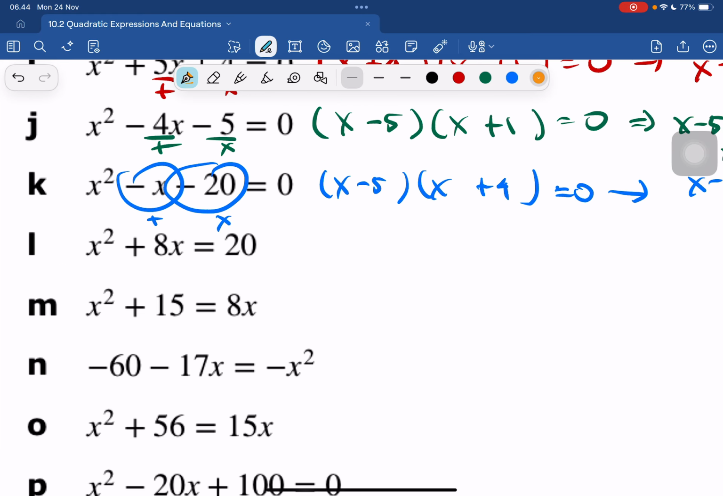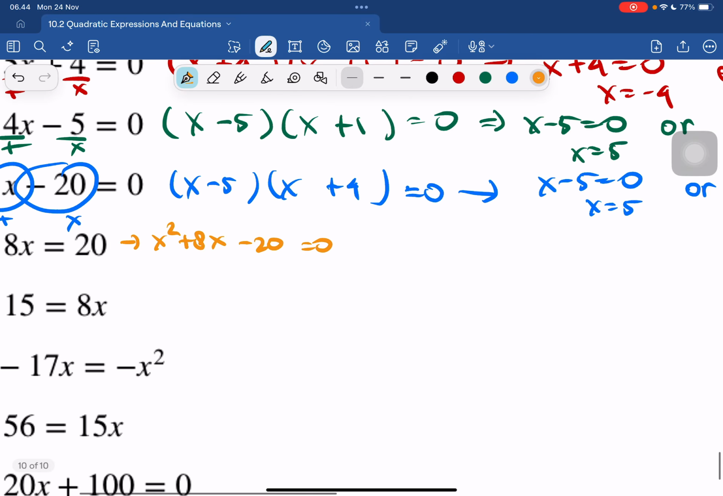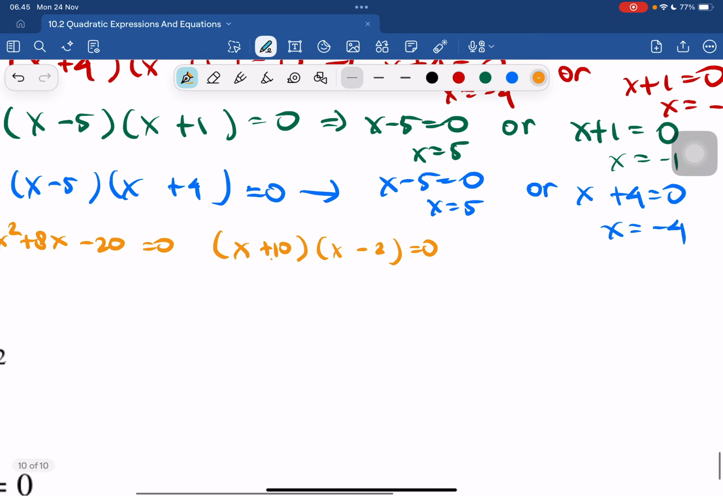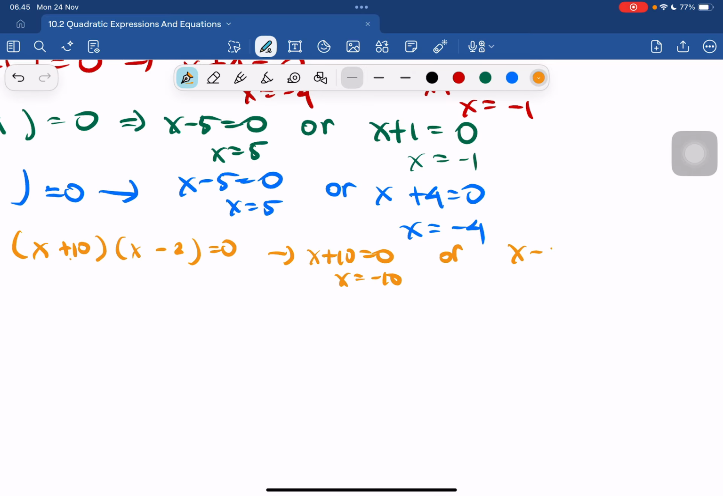Next we have to make it equal to 0. So this will be x squared plus 8x minus 20 equal to 0. You can just factorize it. To make it minus 20, but when we add it's going to be plus 8. So we got plus 10 and minus 2. 10 plus minus 2 is 8, and 10 times minus 2 is minus 20. So x plus 10 equal to 0, so x is going to be minus 10. Or x minus 2 equal to 0, so x equal to 2.